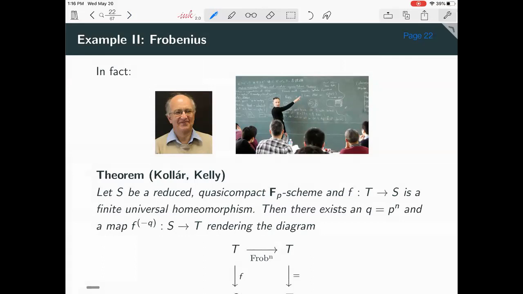Okay. So one very nice thing about the Frobenius is that you can state a very nice structural result about general, at least finite, universal homeomorphisms in characteristic p. This is a theorem due originally to János Kollár, with some additional hypotheses that Shane removed in this little note.